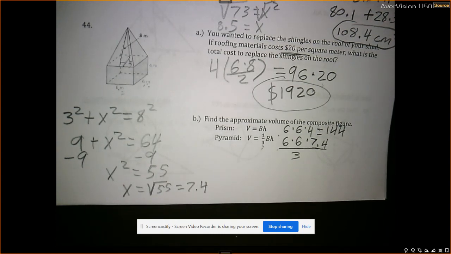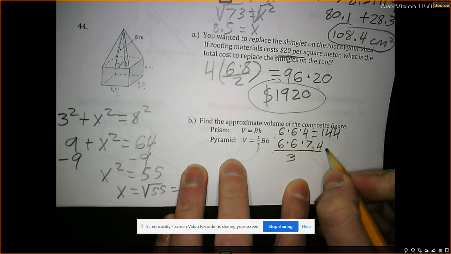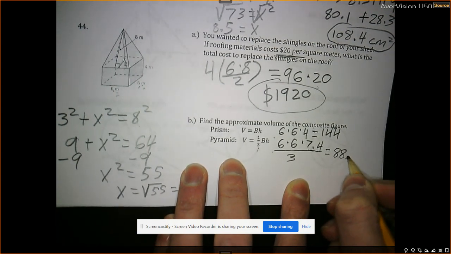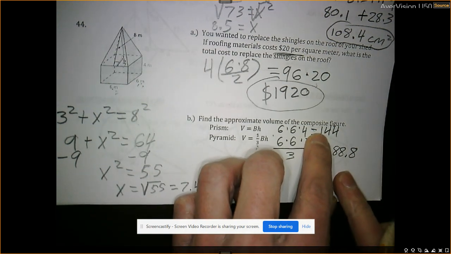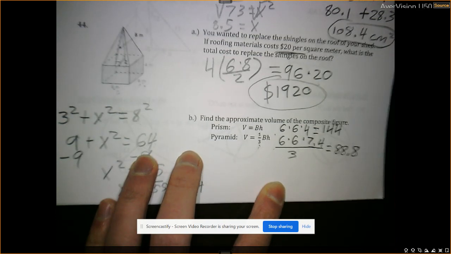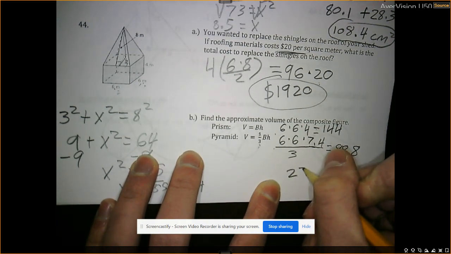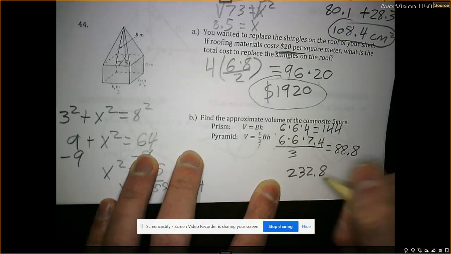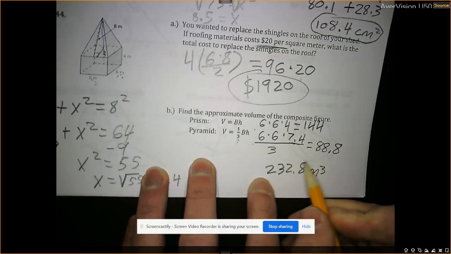So 6 times 6 is 36, times 7.4, enter, it's 266.4, but I need to divide by 3 lastly, and that's 88.8. Okay, remember I'm trying to find the volume of the whole figure, so I need to add these two, 144 plus 88.8 is 232.8. And this was volume, so we now say meters cubed. Okay.